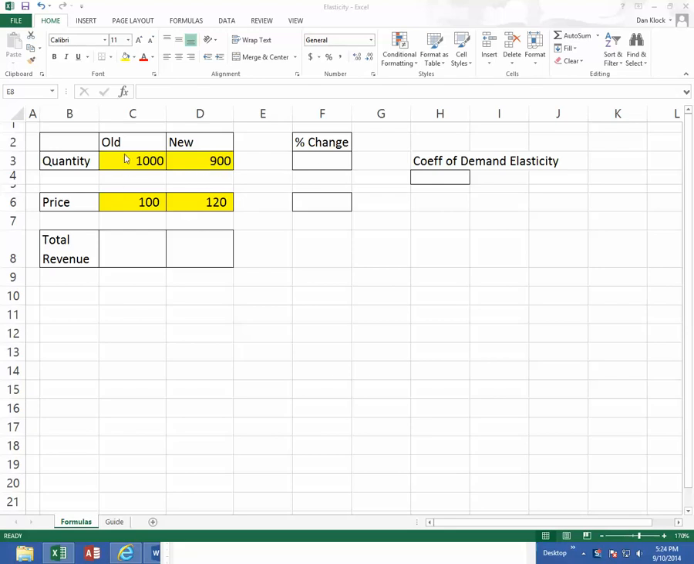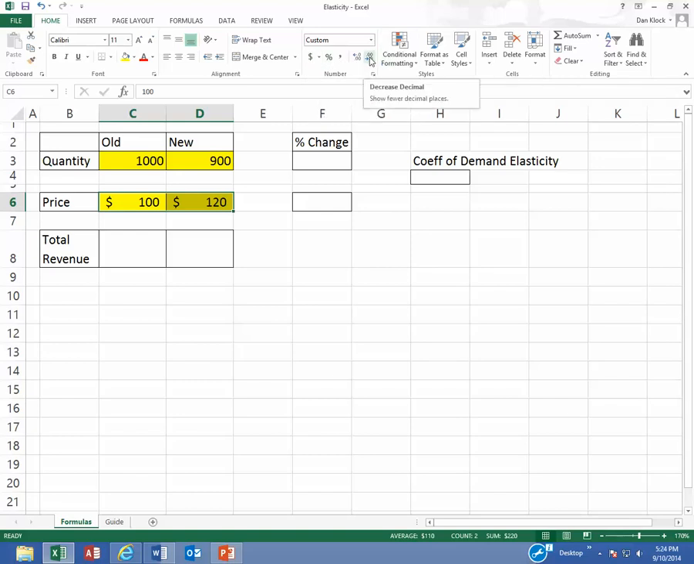So here, this is where I'm selling a product, $100. The old price, I'm raising my prices to $120. First, I'm going to make these dollars. I don't need pennies. I'm going to change it to a currency, and then there is decrease decimals up here.